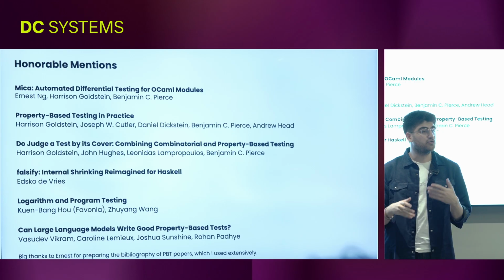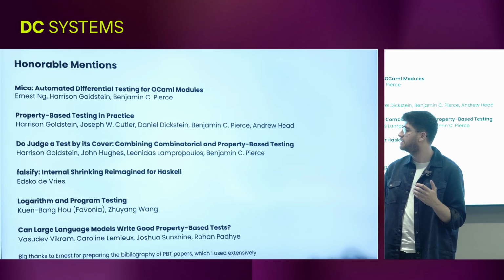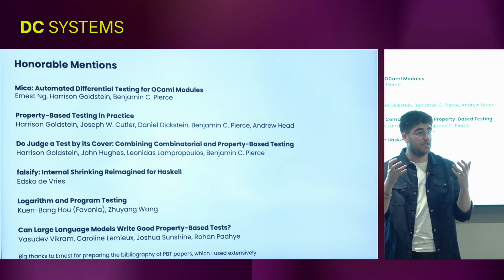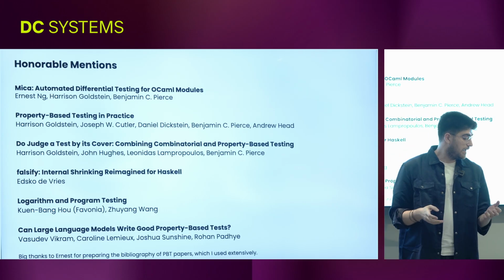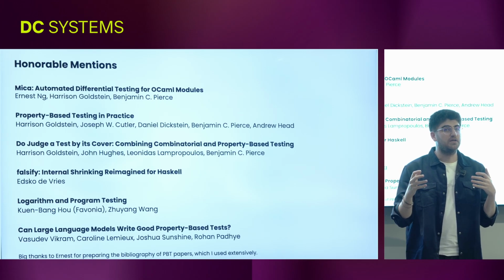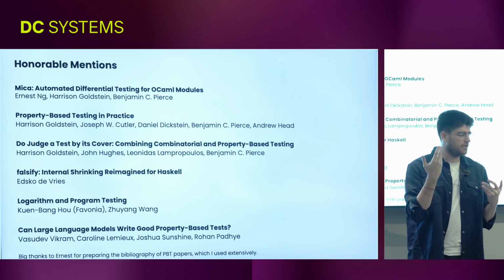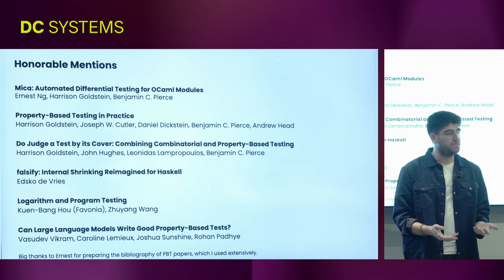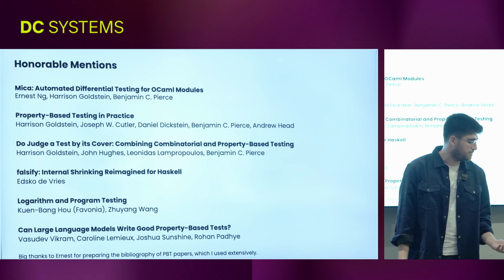Mica is an automated differential testing system that, given two OCaml modules that have the same signature, automatically tests them to make sure that they exhibit the same behavior. And Harry also has a different work in which he talks with a lot of engineers from Jane Street to understand how they incorporate PBT in their lives. And he's trying to use those findings to make the PBT frameworks better.